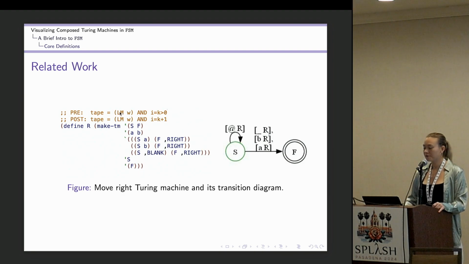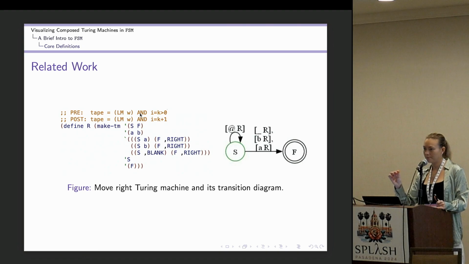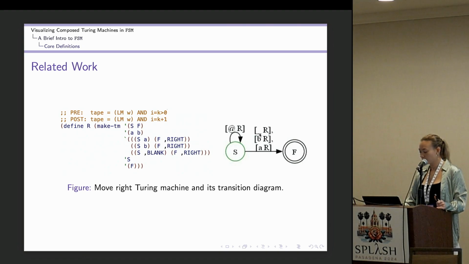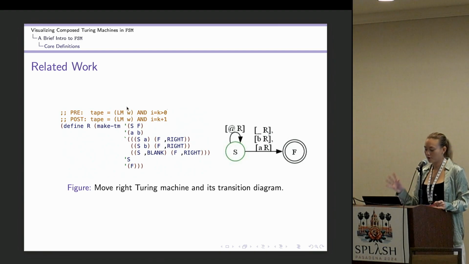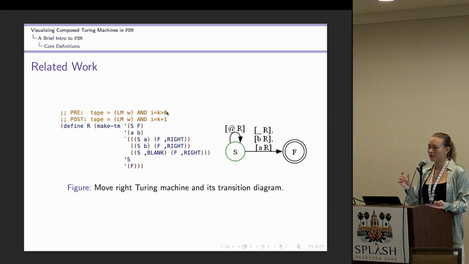The left-end marker is supposed to prevent the head on the tape from moving left over the start of the tape. On the right, you can imagine an infinite number of blanks. So whenever the head moves right over the tape, there's going to be a blank, which also looks like an underscore in the graph. And this is what the tape is supposed to be like as a precondition. I is the head position on the tape. It's supposed to be greater than 0, because 0 is where the left-end marker is.